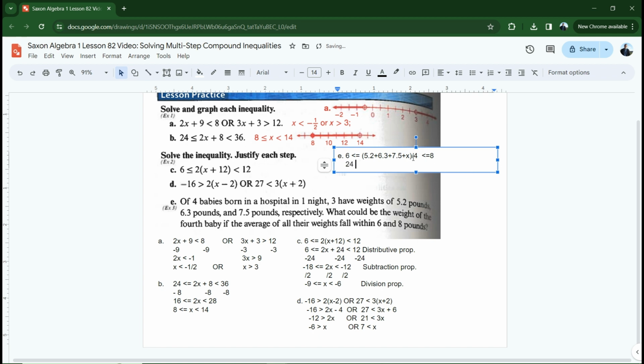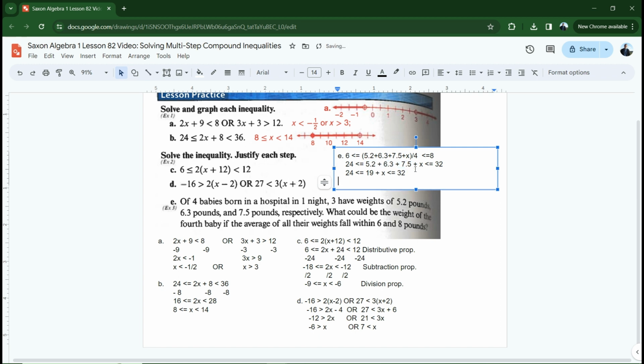That means that 24 is less than or equal to 5.2 plus 6.3 plus 7.5 plus x, which is less than or equal to, and I needed to multiply all sides by 4, so this has to be 32. Next, I'm going to simplify the sum in the middle. So this is going to be 24 is less than or equal to, let's see, 5.2 plus 6.3 is 11.5. 11.5 plus 7.5 is 19. So this is going to be 19 plus x, which is less than or equal to 32. All I did was add these 3 numbers here together.